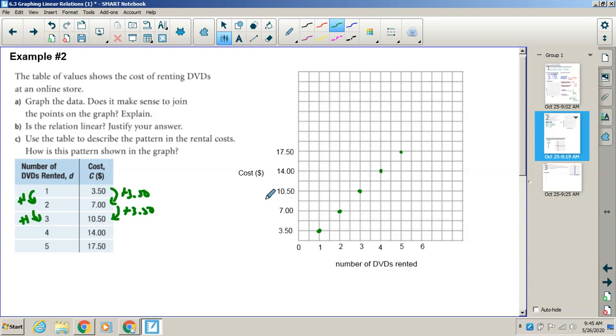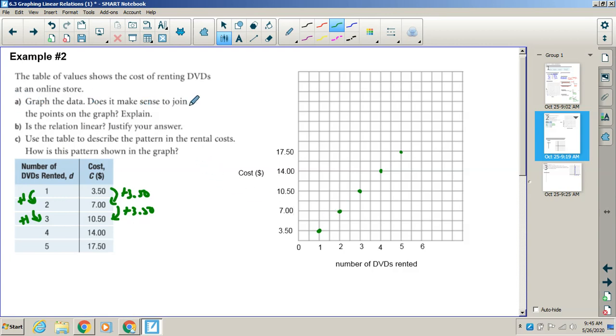And it doesn't make sense to join the points. So would I join this, or what it's asking is this discrete or continuous data? Well, I can't rent 1.5 DVDs. So there is no information in between these points, so it doesn't make sense to join the points in this graph. So this would be discrete data. All right, so that would be answering A.